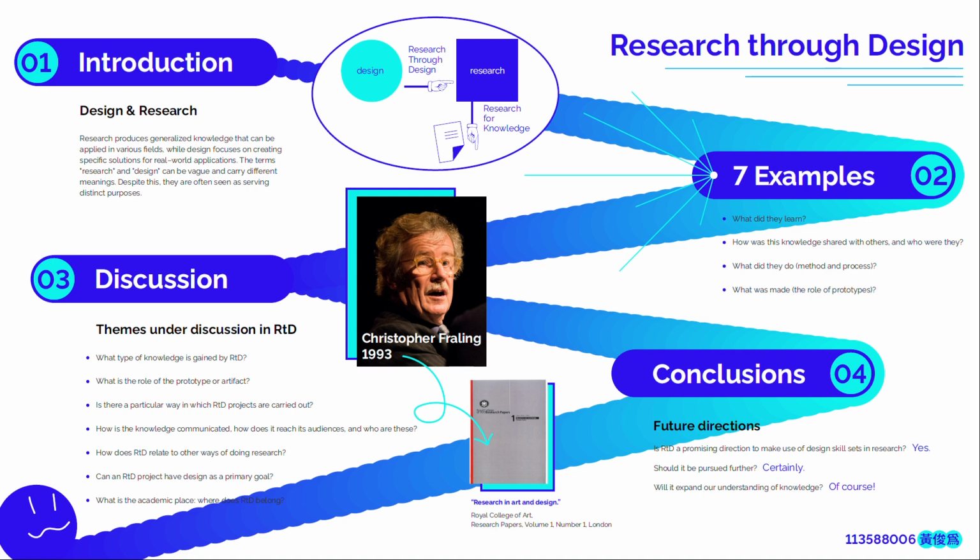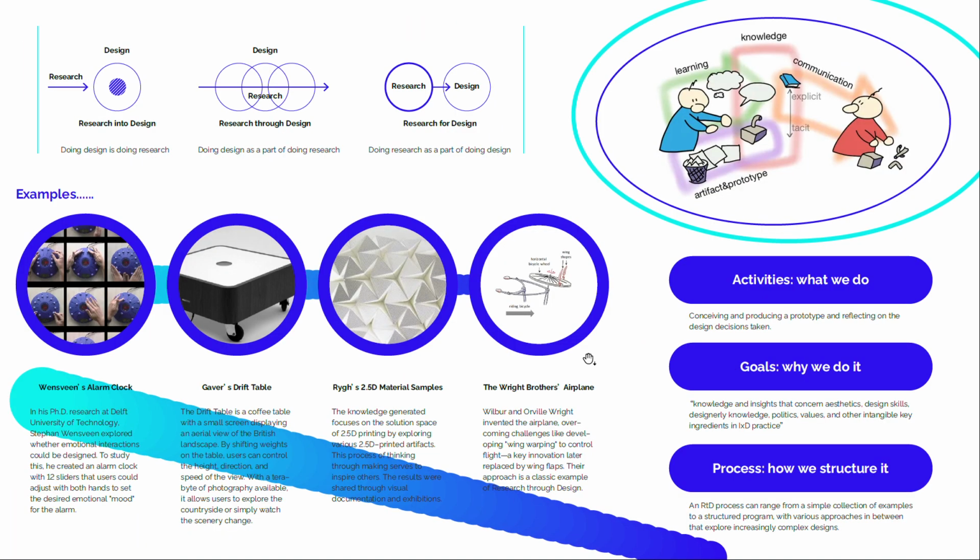And how does research to design relate to other ways of doing research? And can a research to design project have design as a primary goal? And what is the academic place? Where does research to design belong? And in here we see some points the author gave us to think about.